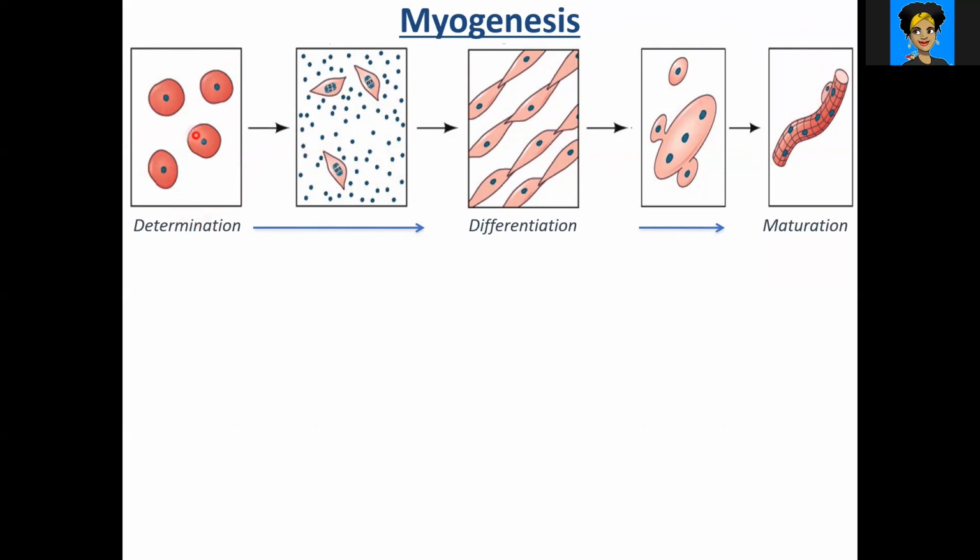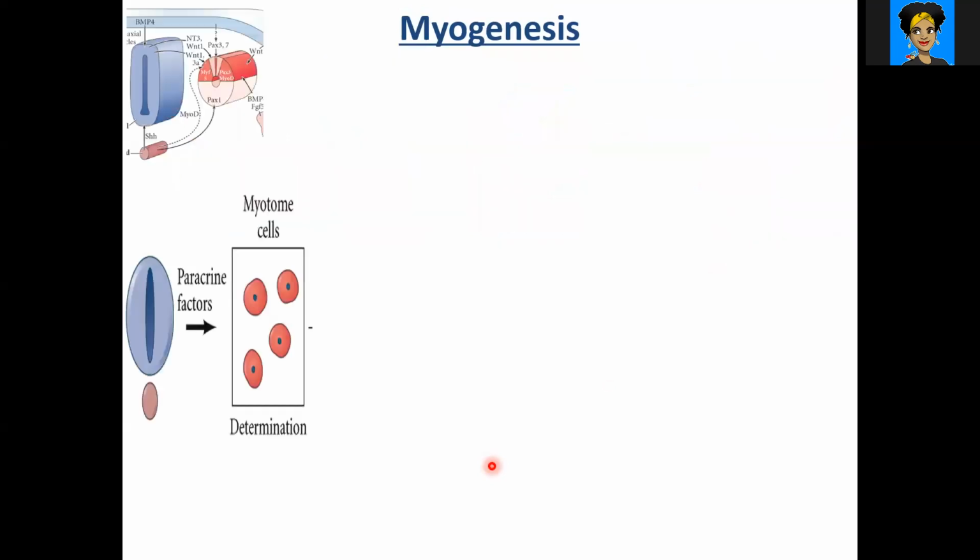And so the process that we're going to talk about, we're going to break this process down into 3 categories, right? Determination, so determining what cells are going to become muscle. Differentiation, how do they get specified and differentiated into the muscle cells that we know and love? And then how do they mature? So how do they become multinucleated giant cells? And so let's start off with the determination portion.